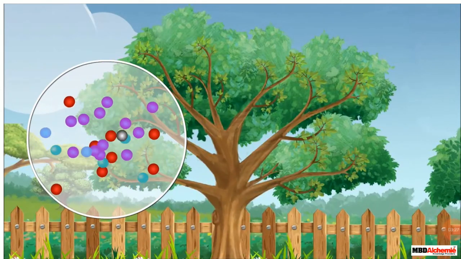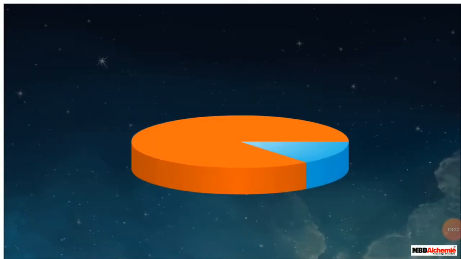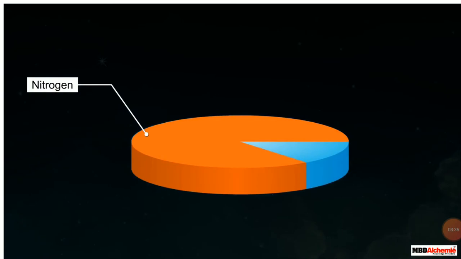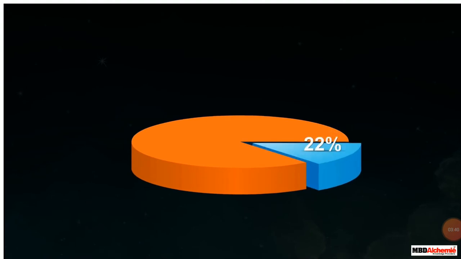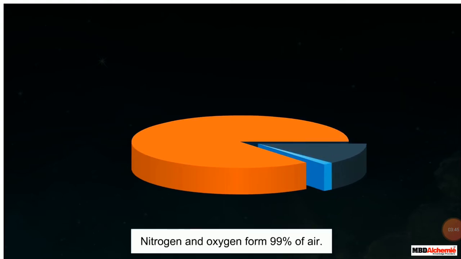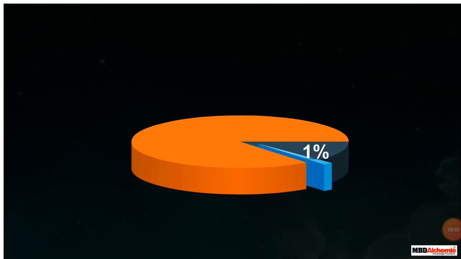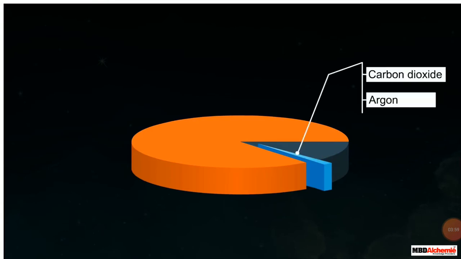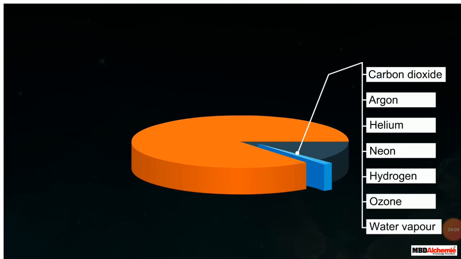Let us now find out what gases air is composed of. The biggest component of air is nitrogen. It comprises around 78% of the air. Out of the remaining 22%, 21% of air is composed of oxygen. So, nitrogen and oxygen gases form about 99% of air. The remaining 1% of air consists of several gases, including carbon dioxide, argon, helium, neon, hydrogen, ozone, and water vapor.